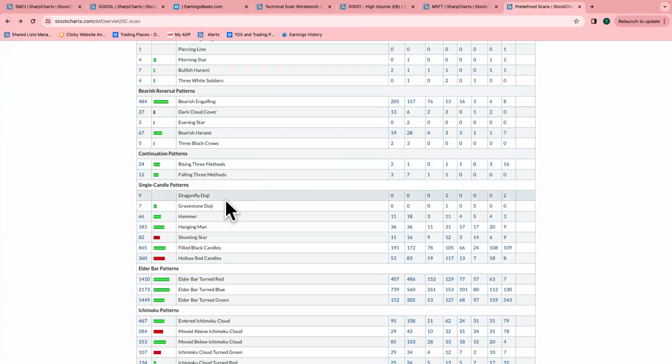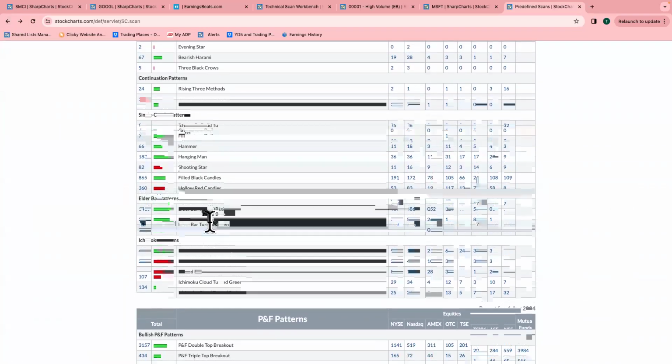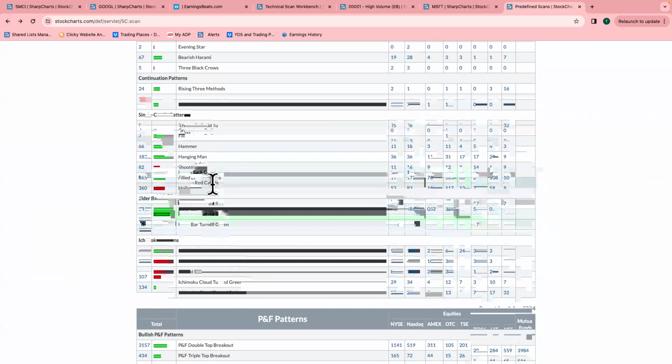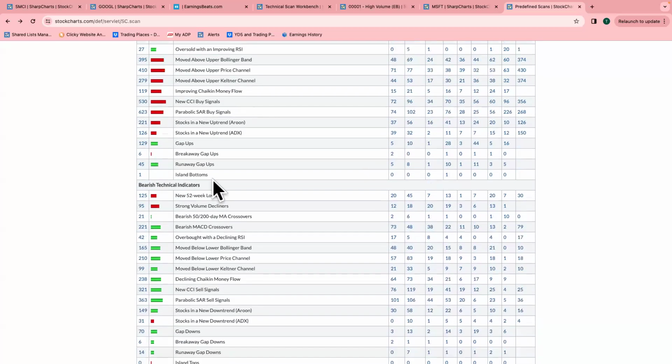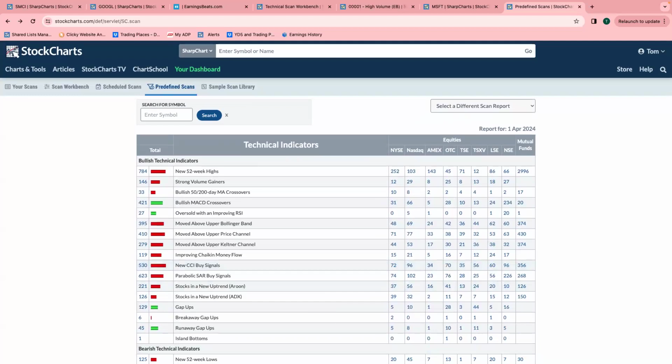And then going back here, you can see filled black candles, hollow red candles we talked about. So you got a bunch of those. You can use this predefined scan as one way. So that's another way to find it rather than actually using the scan engine itself.